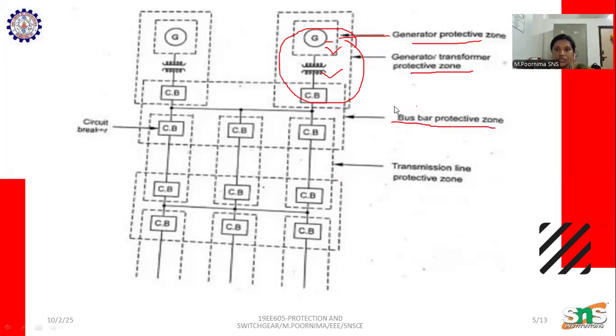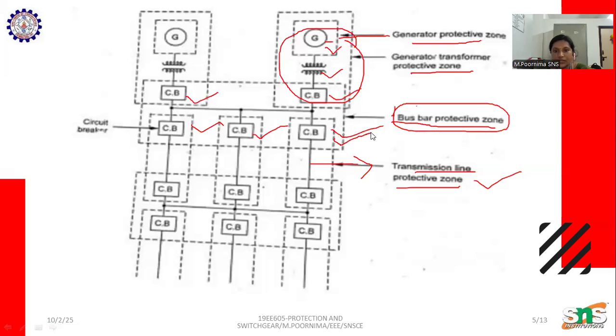the busbar protection zone. This busbar protection zone consists of all circuit breakers. The next one is the transmission line protection zone. This zone protects the transmission lines from faults occurring from external sources. Here we have circuit breakers at the transmitting end and at the receiving end.